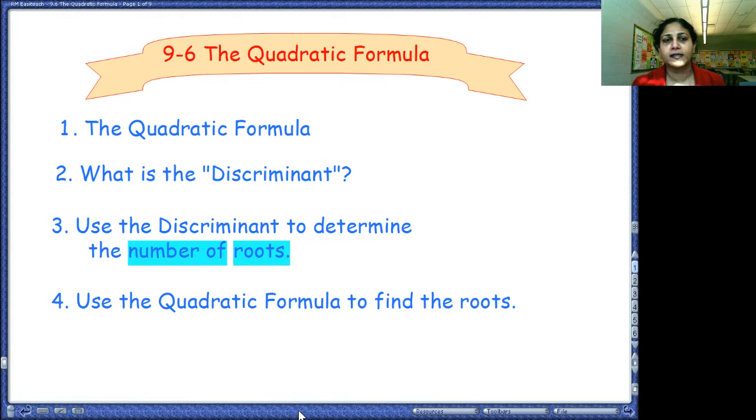Everybody. Today's lesson is about the quadratic formula. This is something you have to memorize, and you will be able to do it because you are allowed to use a calculator. But there are other things that go along with the quadratic formula. So just bear with me. These are the objectives for today.